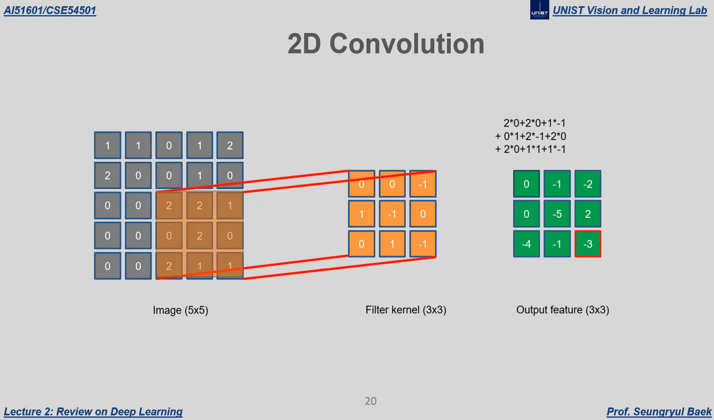So we will shift the filter corner. We will first locate the filter corner in the left upper part of the image and do element-wise multiplication and addition, and we'll get the output value. And we'll shift the filter corner by 1 pixel, okay? That's the way we apply the 2D convolution.